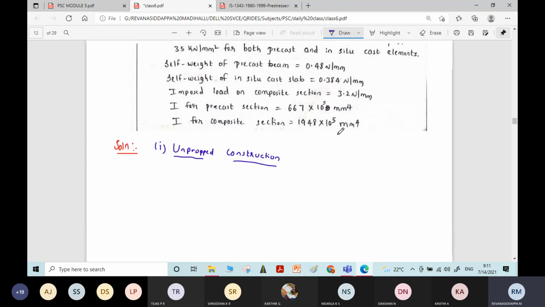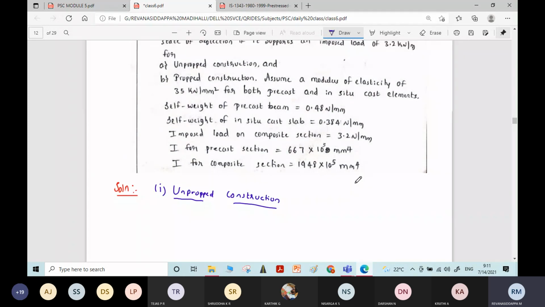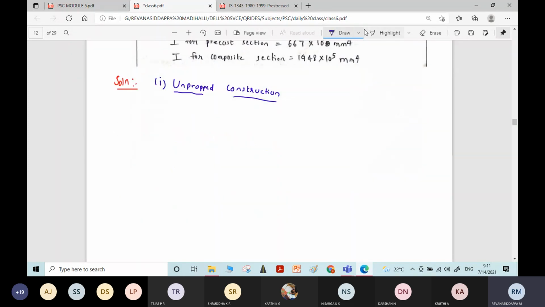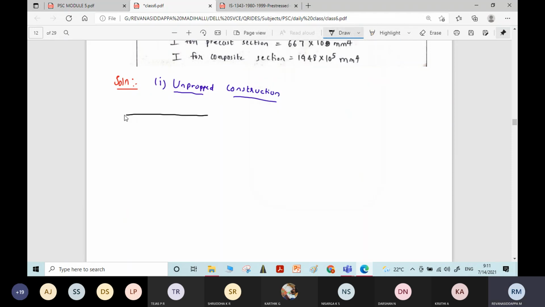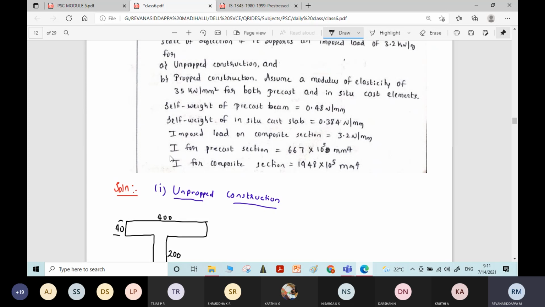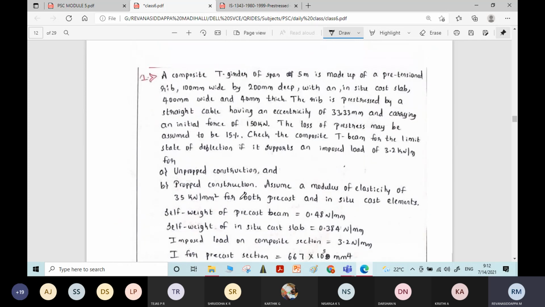If you want to measure the deflection of a composite beam, let me write the cross section. This is given as 40, this is given as 400, and this is 100 and 200. Then the eccentricity of the bars is given, that is 33.33 mm.